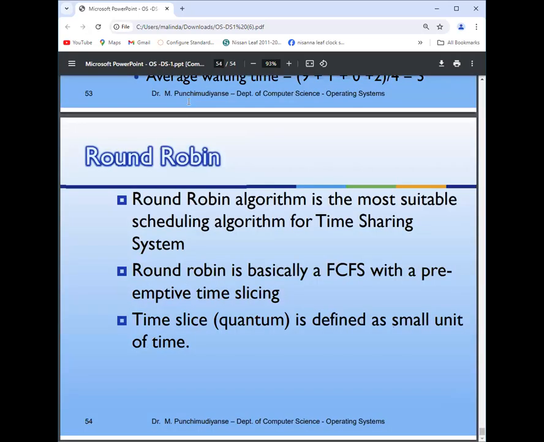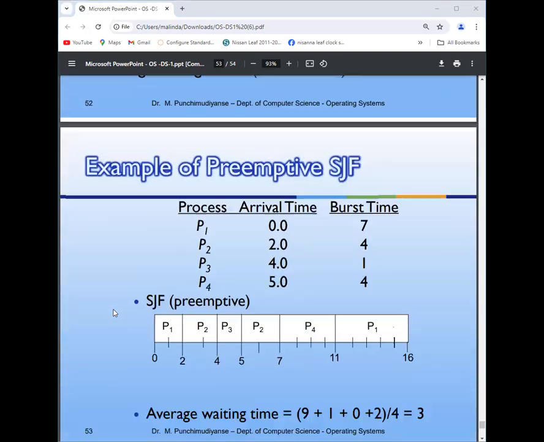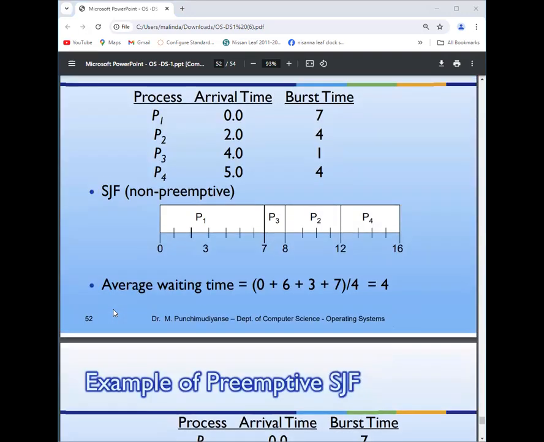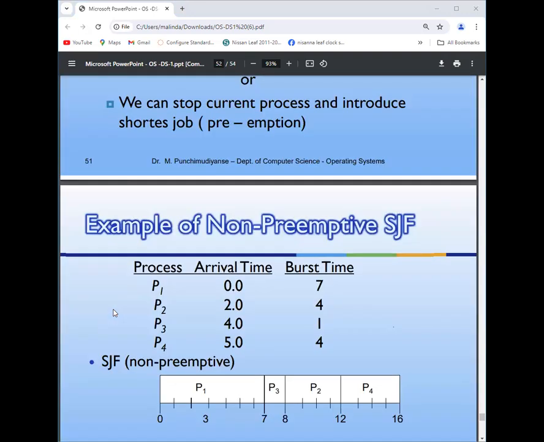Then the final one is called the round robin algorithm. It is the most suitable scheduling algorithm for a time sharing system. So now you know the problem associated with shortest job and the longer running jobs. Two algorithms we have learned: first come first served, and shortest job first. Shortest job first has 2 variations. One is called non-preemptive.